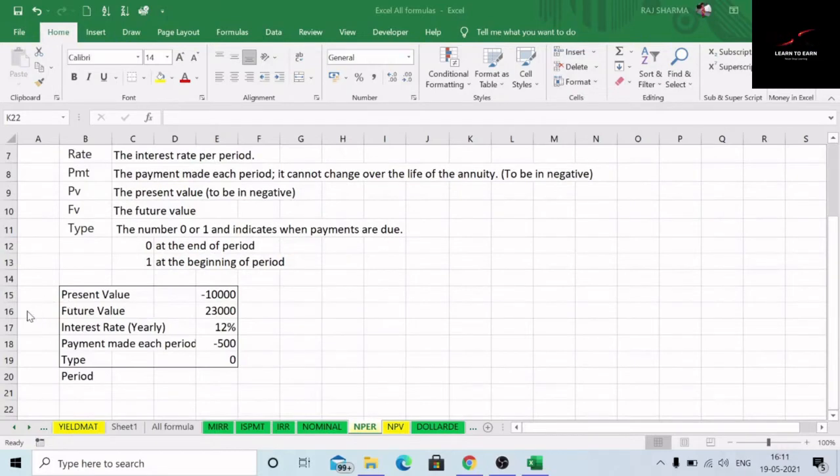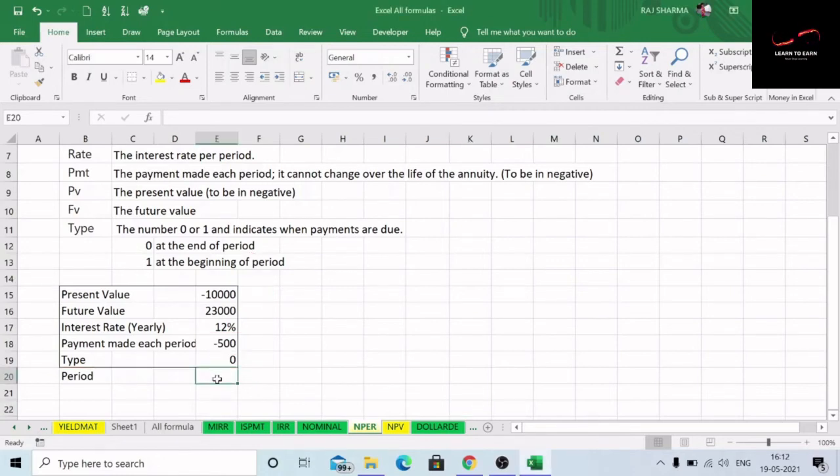We are going to consider the present value as 10,000 and the future value as 23,000. So we need to find out in how many periods the 10,000 is going to fetch us a return of 23,000 at an interest rate of 12%, when apart from the initial investment of 10,000 we are also investing 500 per year, and the type is 0. That means these payments, this 500, are due at the end of the period.